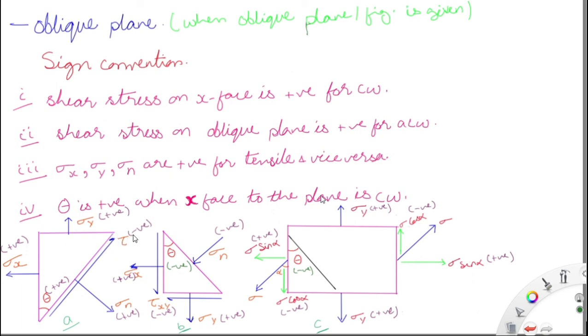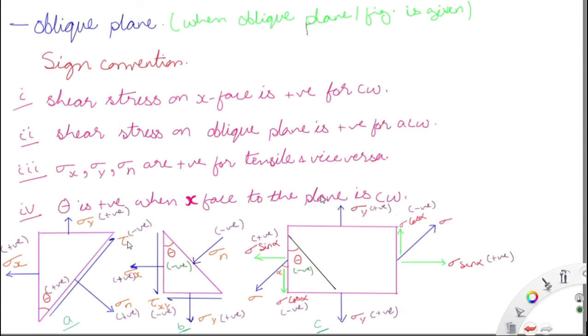Because this is going up, and opposite to this shear stress the counter one will be going downwards, and this will give you a clockwise moment. So clockwise moment will be a negative one for an oblique plane, because that is positive for anti-clockwise and this will be clockwise, so tau is negative. Shear stress on the oblique plane here is negative.